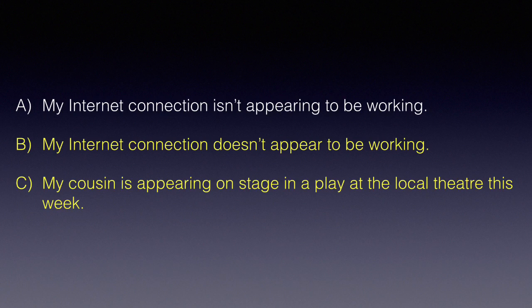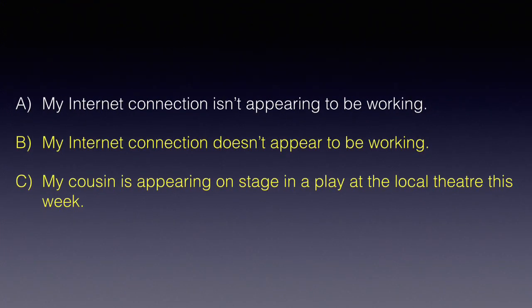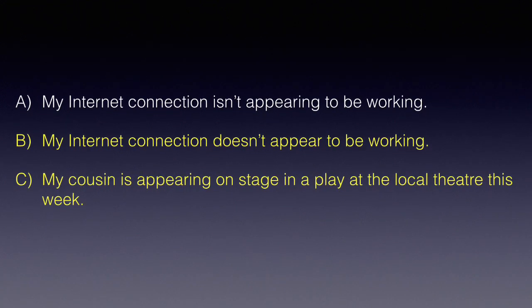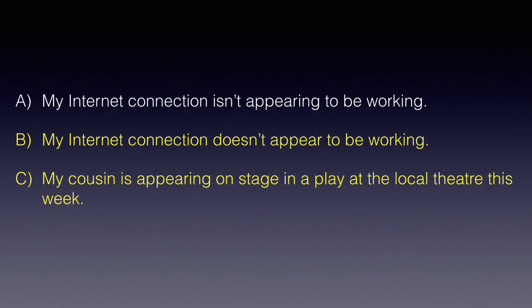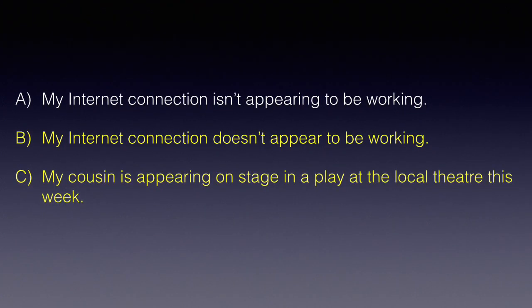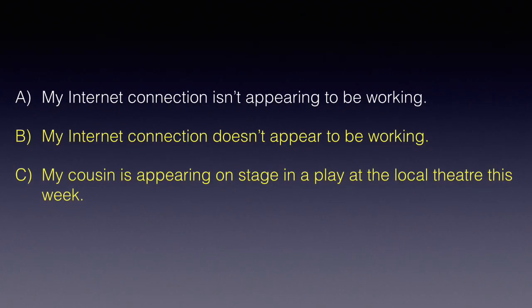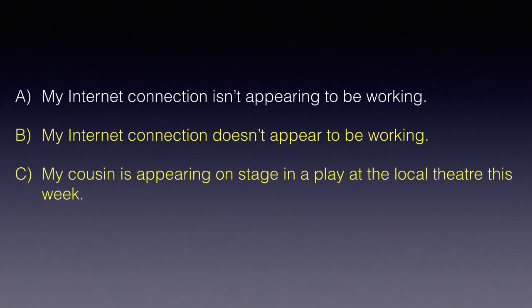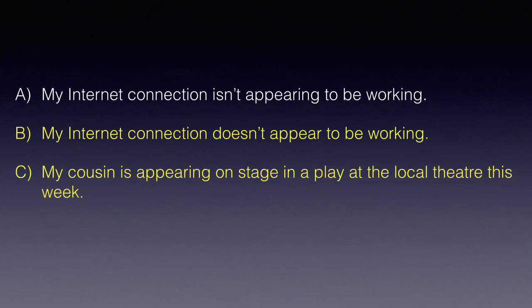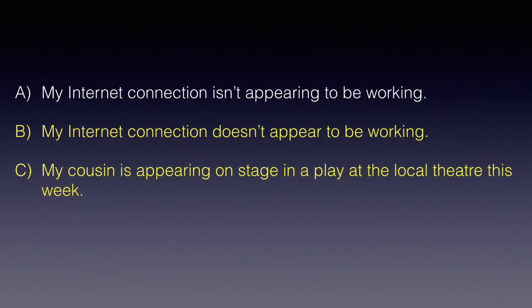In C, appear has the meaning of perform, something like that. My cousin is appearing on stage in a play this week, so he or she, because a cousin can be either gender, is performing on stage. It has that meaning. So in this case, it's present continuous, something happening around the moment of speaking, a temporary situation, something in progress. Okay, let's move on to exercise 2.